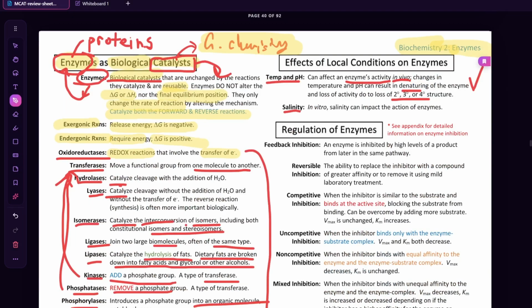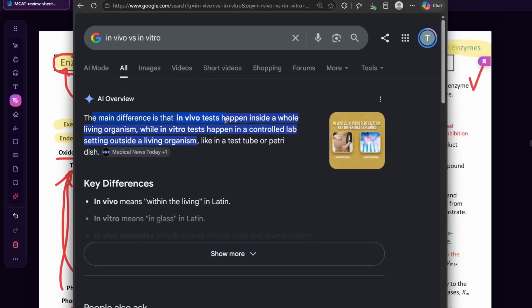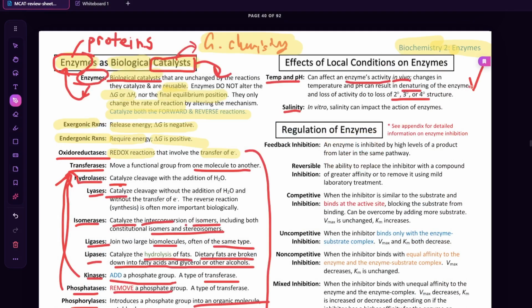Salinity in vitro. So let's go over in vivo versus in vitro. The main difference is that in vivo tests happen inside a whole living organism, while in vitro tests happen in a controlled lab setting outside of a living organism. So that's what you have to know: the difference between in vivo and in vitro.